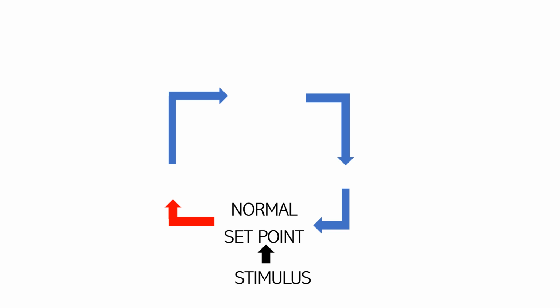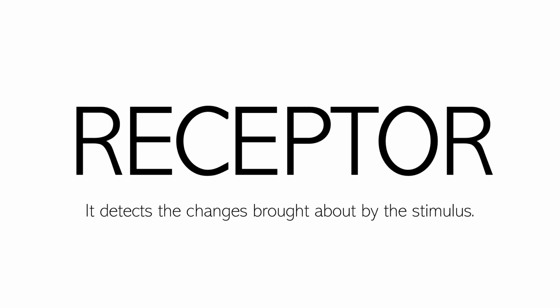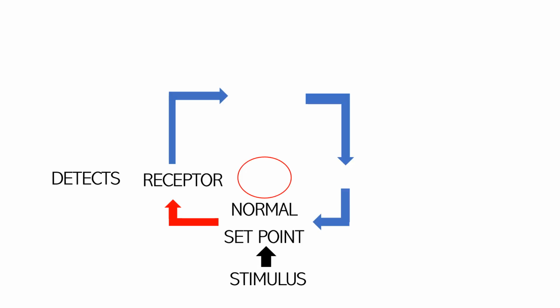The changes to the normal set point is detected by the receptor. This is also called the sensor. Receptor. It detects the changes brought about by the stimulus. For thermoregulation, we have receptors found in our skin. For heat, we have heat receptors, and for cold, we have cold receptors. This then will send a message or impulse to the central nervous system.